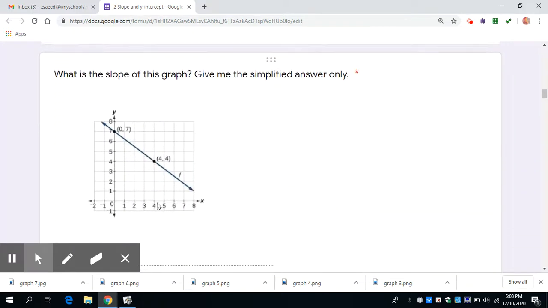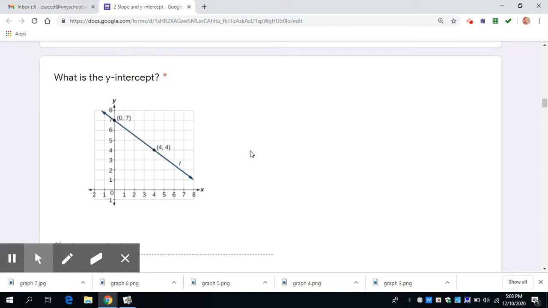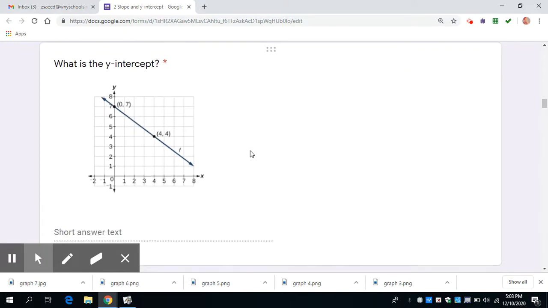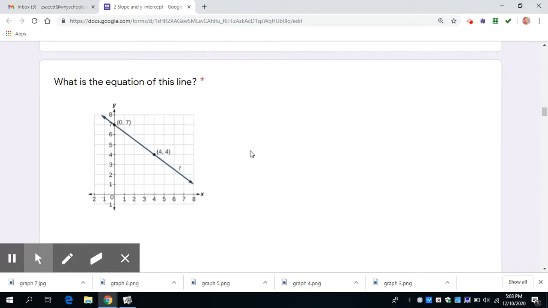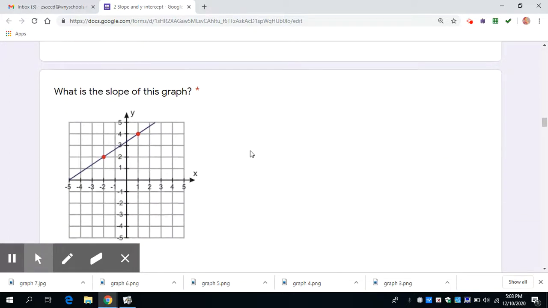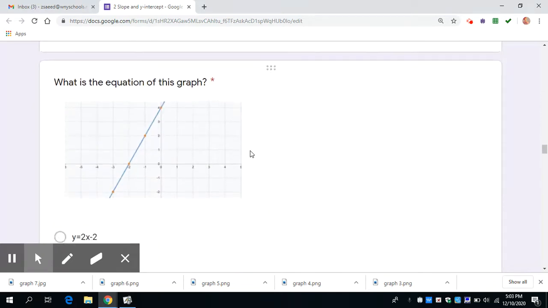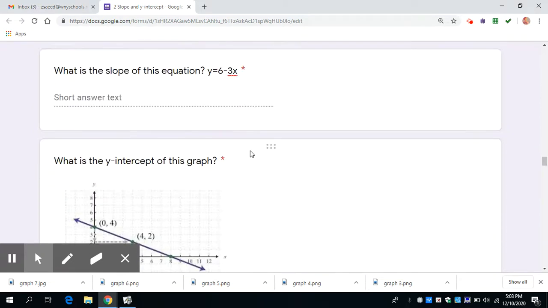Okay, let's see. Same thing. You're doing the same thing. You're finding the slope first, which again, you're counting 1, 2, 3 over whatever amount that is. You're just typing that in. Tell me what my y-intercept is. Again, you're just typing in the number. What is the equation of the line? I gave it multiple choice, so it's easier. Let me see. Slope, y-intercept again. Finding the slope for this one. Finding the equation.